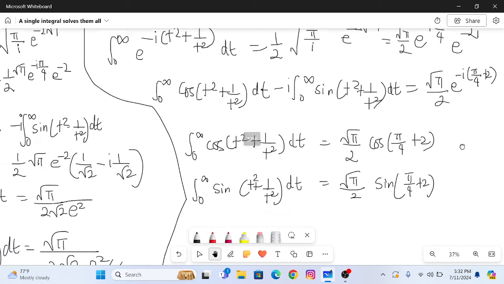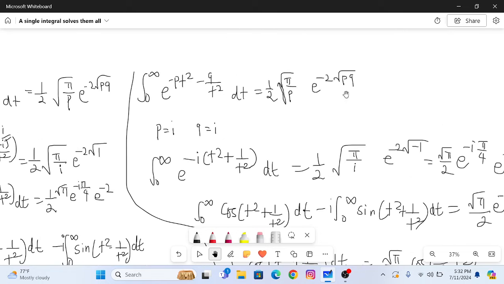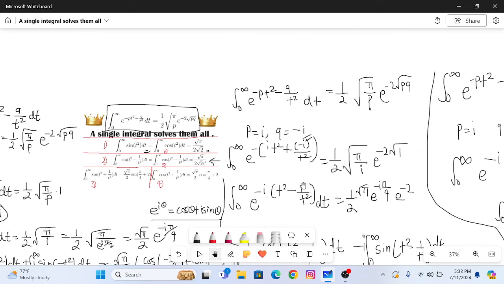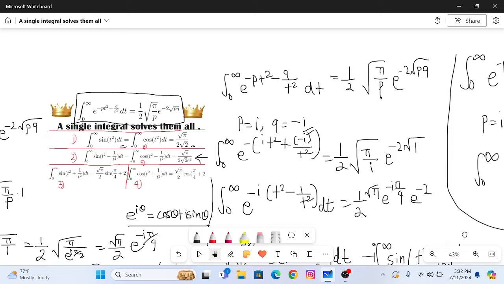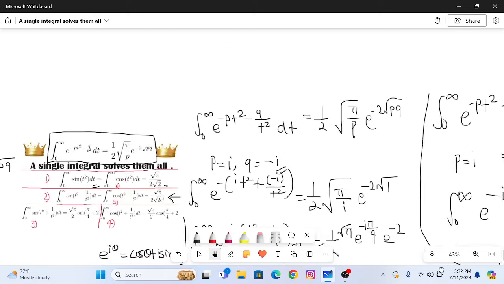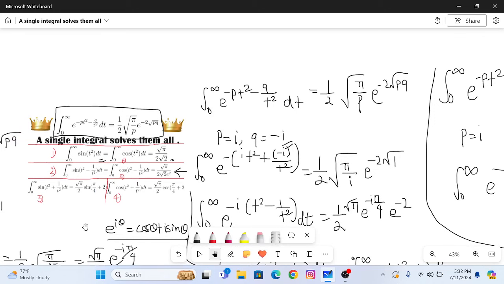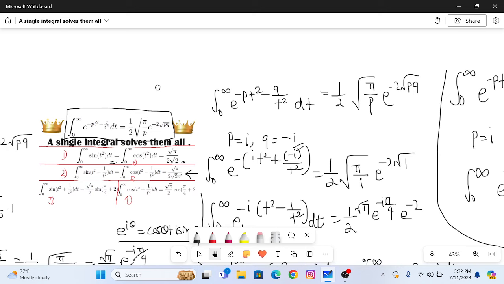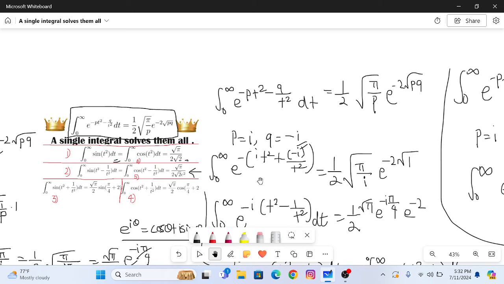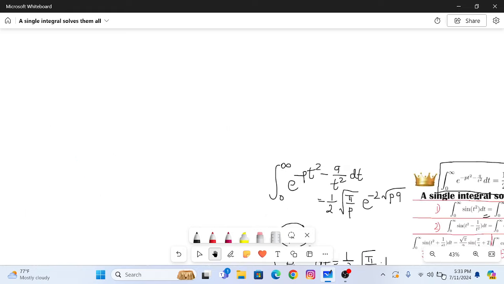Now let me just check the answer to make sure if it's correct or not. So yeah, root pi by 2 times sine pi by 4 plus 2 and root pi by 2 times cos pi by 4 plus 2. So we got all the answers using this main formula. But now, how does this main formula come? So let's try to derive the original formula itself, and then all the 6 results that we have derived using that formula will be automatically validated. So let's go for that.